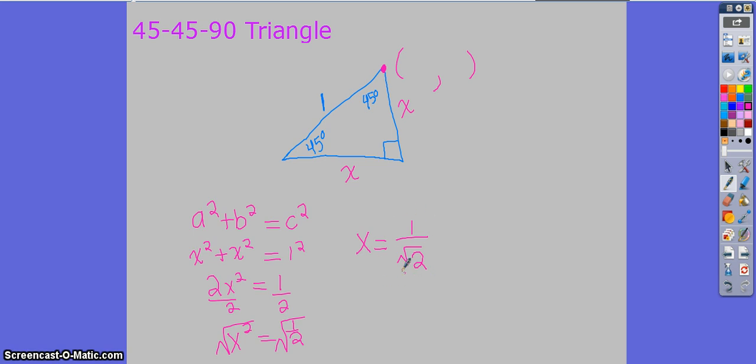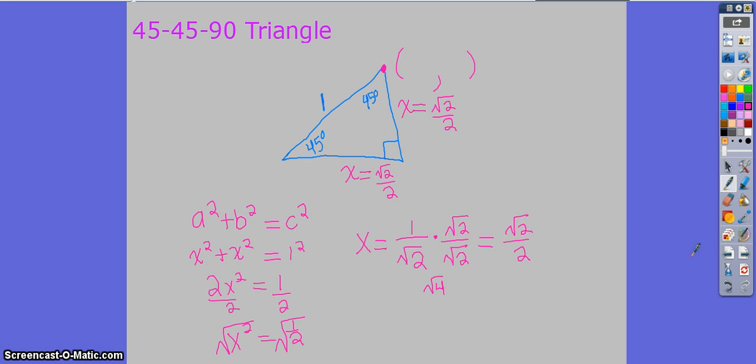To be in simplest form, we should never leave a radical in the denominator. So I'm going to simplify this by multiplying the top and the bottom by square root of 2. This allows me to cancel out the square root out of the denominator, leaving me with square root of 2 over 2, because the square root of 2 times the square root of 2 is square root of 4, which is 2. That is what this side of the triangle equals, and since it's a 45, 45, 90 triangle, we know the other leg of the triangle is also square root of 2 over 2.